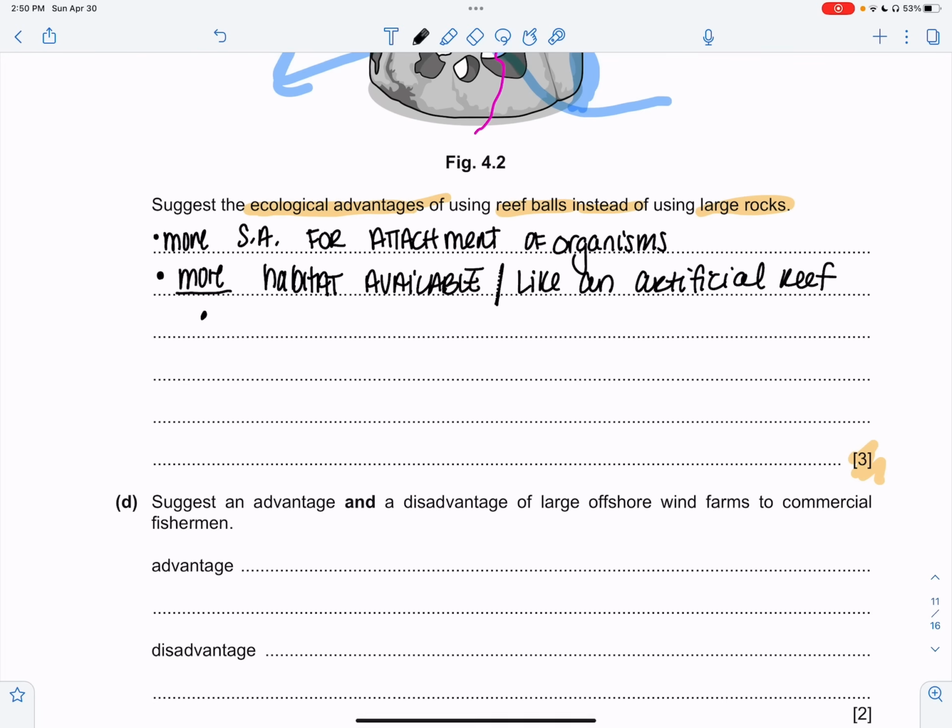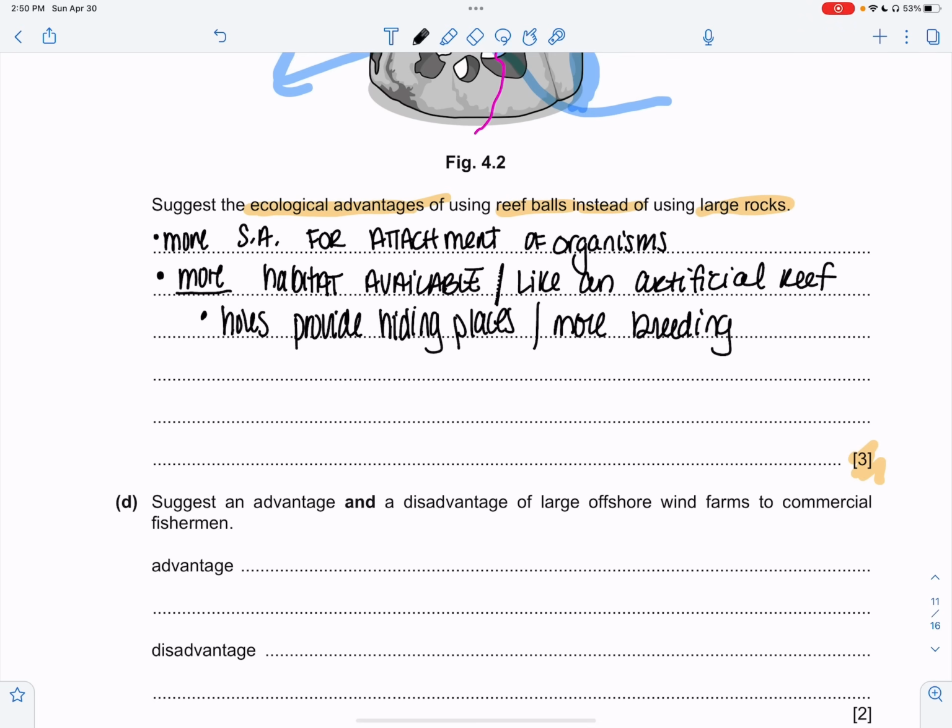Okay, and a little bit more specifically, in terms of where there is more habitat, with more being underlined on the syllabus or on this mark scheme, the holes will provide hiding places or protection, more breeding areas, again, versus if it was just a rock. And this will increase the biodiversity over time.